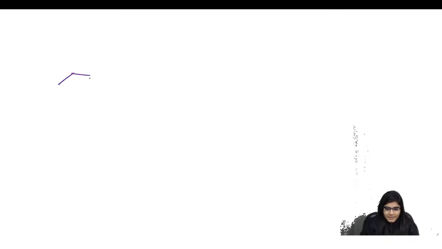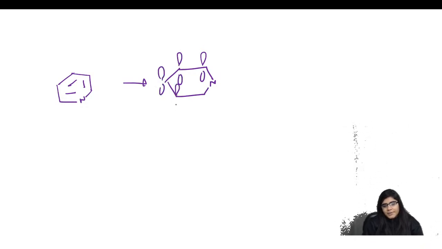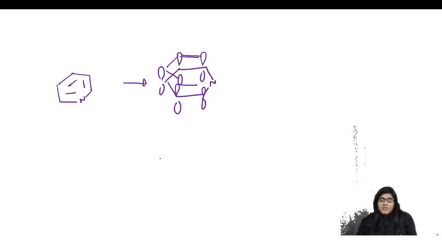So we have pyridine. How can I draw the p orbital picture of pyridine? This is how I can draw. We have 3 pi bonds, so definitely we will be having p orbitals on each of the six atoms. This is how I am going to write down the p orbitals. There is resonance over here in this p orbital.